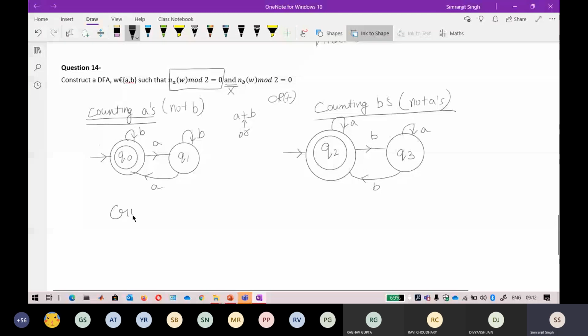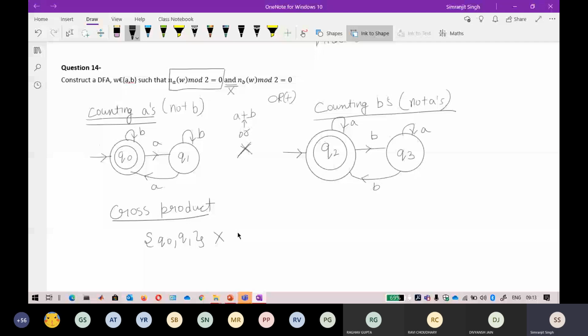So it basically means that we are performing a cross product. And in this cross product, you know the number of states here. The states here are Q0 and Q1, and I am just multiplying these two automata. Keep a look at how this multiplication is done here, Q2 and Q3. If you multiply these two states, you will get Q0 Q2, followed by Q0 Q3, Q1 Q2 and Q1 Q3.